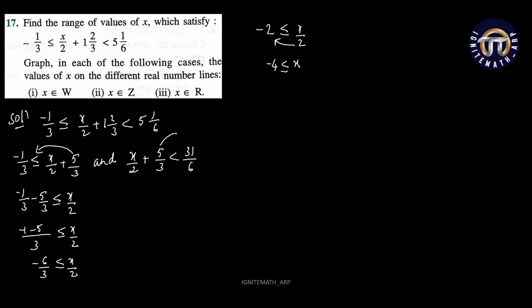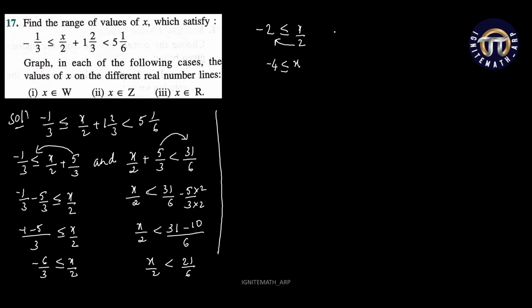Now over the other side, so I'll take this 5 by 3 to the other side, x by 2 smaller than 31 by 6 minus of 5 by 3. So x by 2 smaller than, see, look at this, 6 will be the LCM. So into 2 into 2. So 31 minus 10. So x by 2 smaller than 21 by 6. Clear, children? Okay. So later I can write this one as x by 2 smaller than 7 by 2, if I cancel with the 3.